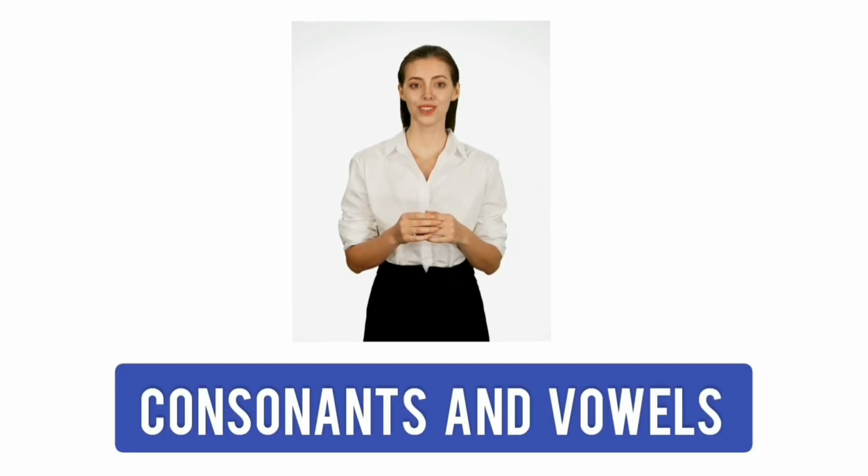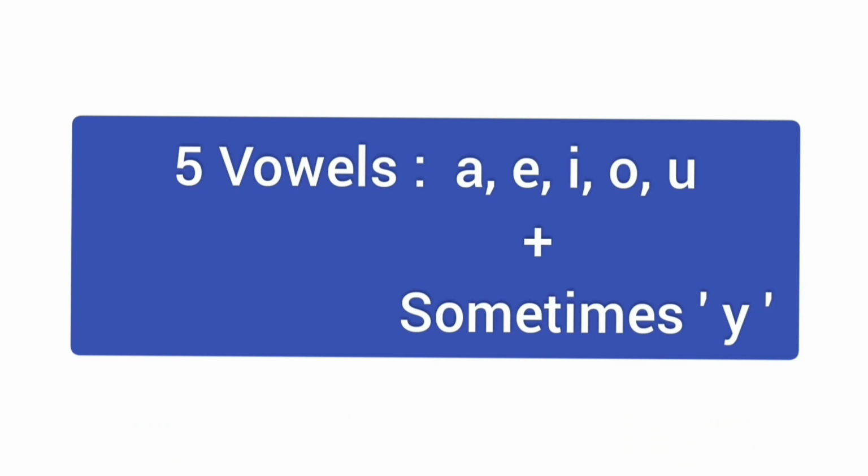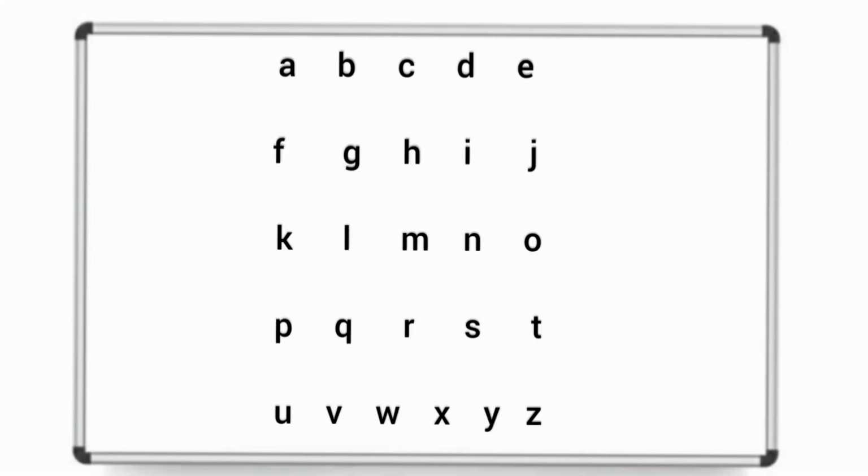Now in this video I want to talk about the difference between consonants and vowels. In the English alphabet there are 26 letters, and in the alphabet there are 5 main vowels and 1 special vowel, and the rest are consonants. So let's look at the board.